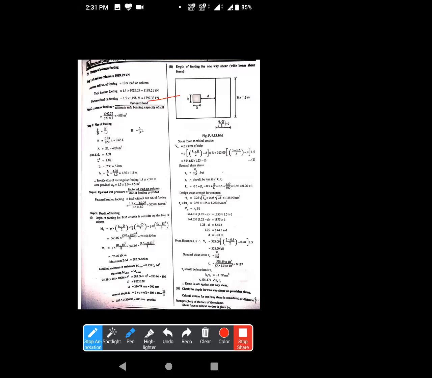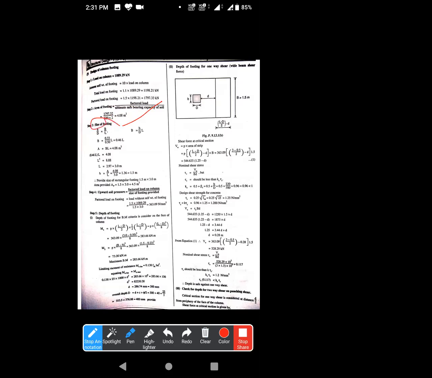Actually there is no need to factor the load, because whatever the load here you are taking is the factored load only. Next you have to find the area of your footing. Area of footing is factored load upon the ultimate bearing capacity. Ultimate bearing capacity is already provided in your question. Now you have factored load, you can put the values here and find the area of footing. What is the area of footing coming? That is 4.08 meter square. 4.08 meter square is the area of your footing.